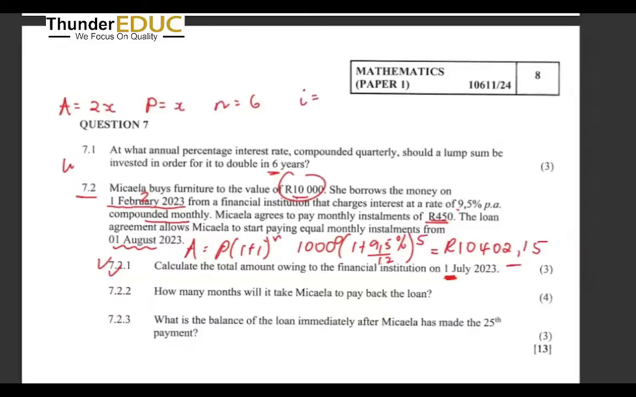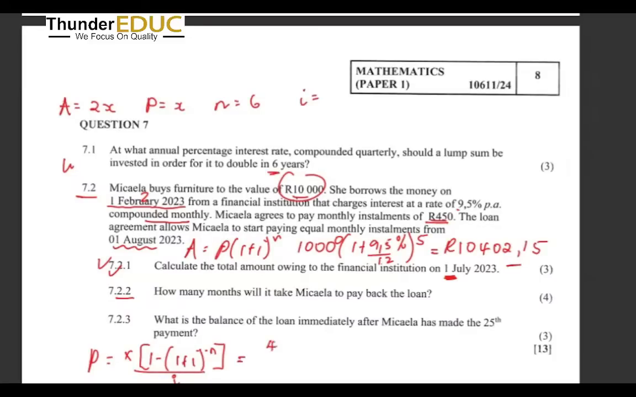All right, then when you look at question 7.2, they're asking us how many months will it take Michaela to pay back the loan? So since this is a loan, we're going to use the present value formula. Okay, this is 7.2.2. So with the present value formula, we know that our P will be X into 1 minus 1 plus I to the negative N, everything is over I. Then from there, we just need to do the substitution.